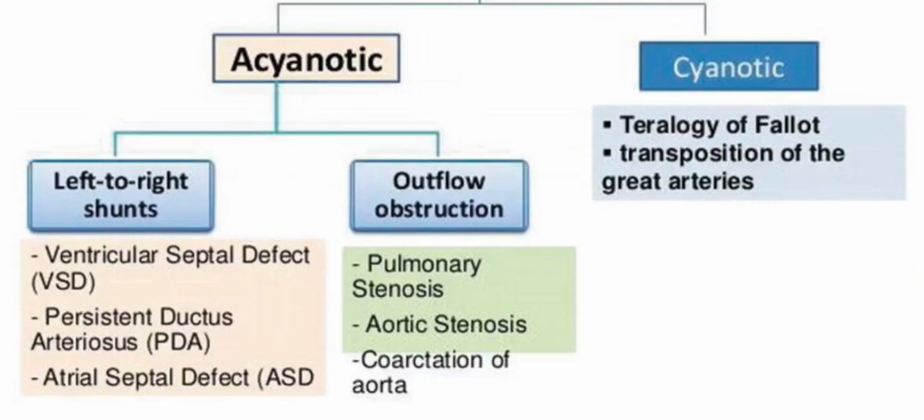So under left to right shunts, we've got a ventricular septal defect, patent ductus arteriosus, and atrial septal defect. Under outflow obstruction, we've got pulmonary stenosis, aortic stenosis, and coarctation of aorta. Under cyanotic diseases, we've got tetralogy of Fallot and transposition of the great arteries. Others include total anomalous pulmonary venous return, tricuspid atresia.